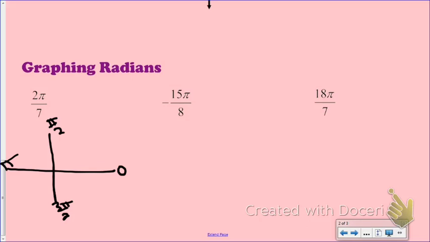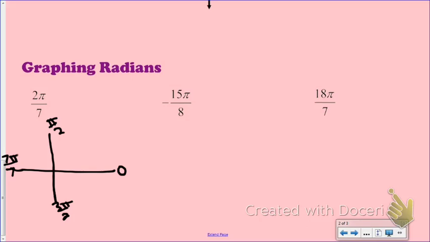Okay, so if I think about that, I know 1 pi, if I get a common denominator, is 7 pi over 7. So I'm going to rewrite that with a common denominator. This is 7 pi over 7. Well, I know 2 pi over 7 is less than that. So I know 2 pi over 7 has to either be in this quadrant or this quadrant. So now all I need to do is figure out, is 2 pi over 7 closer to 7 or is that closer to 0?